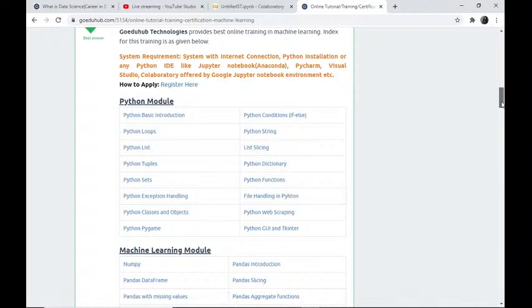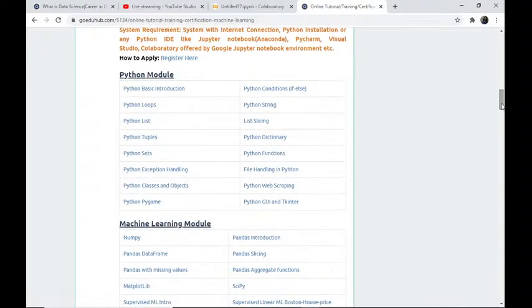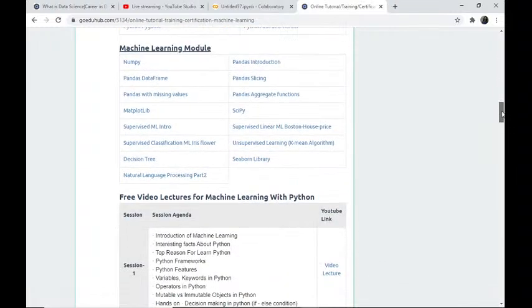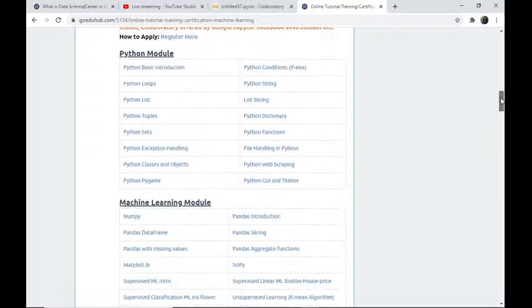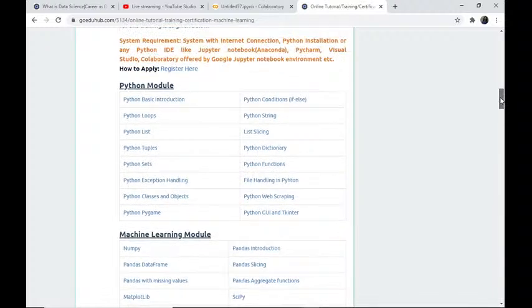So this was the course, and in the course we have done these topics of Python, and then we have done all these topics of machine learning. Maybe a little bit of some things are more than these topics. We have included some more topics also.